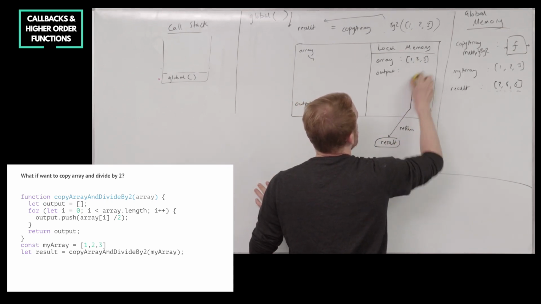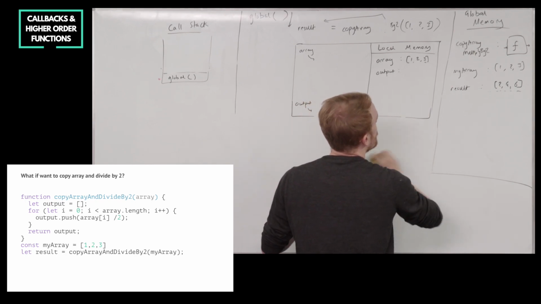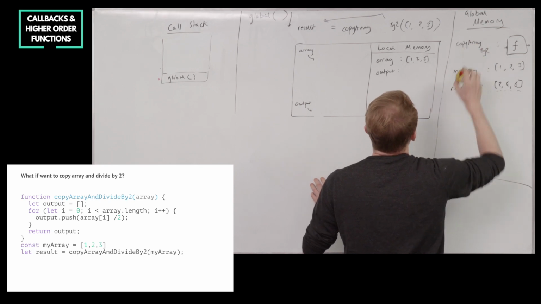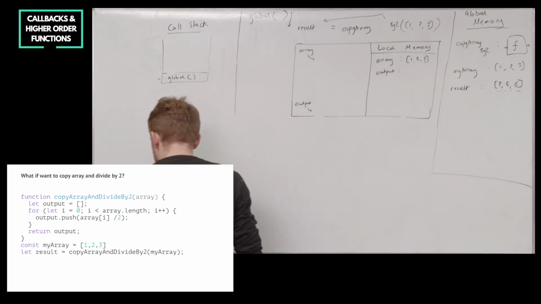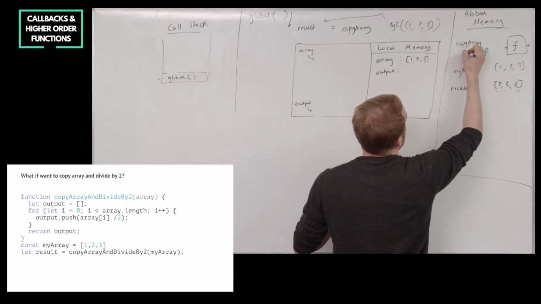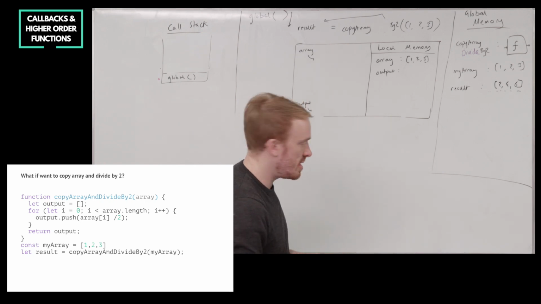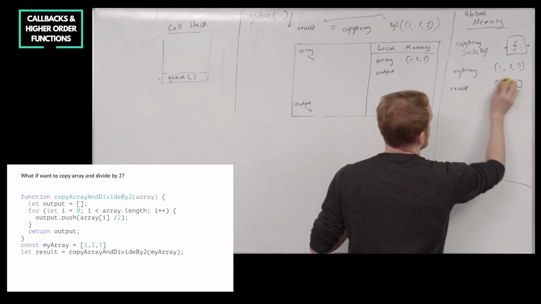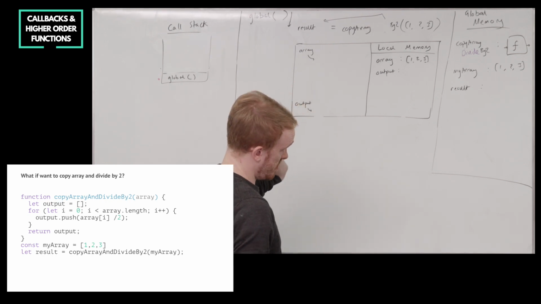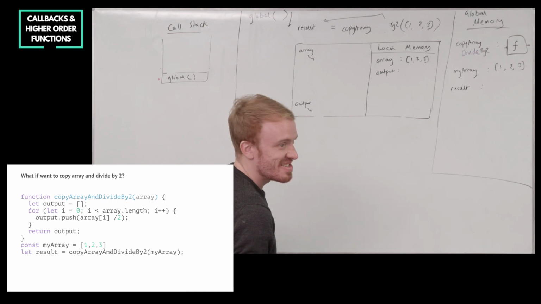1, Z, what are we doing? We are declaring a new function called copy array and divide by 2. Excellent. Correct. Next line, Z. We're declaring the global variable my array and setting it equal to an array of elements 1, 2, 3. Very good. Very nice, Z.